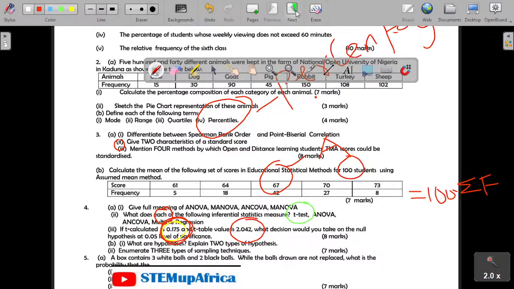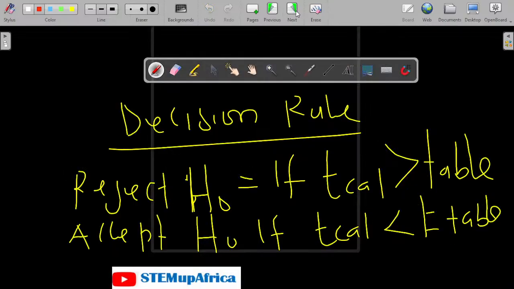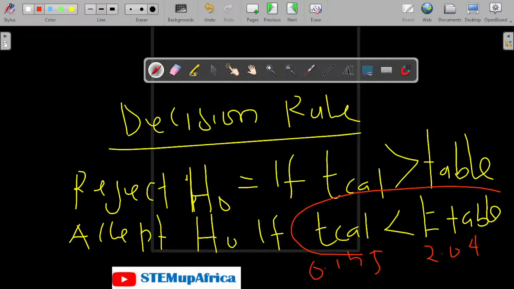So what decision are we making? Are we accepting the hypothesis or rejecting the hypothesis? We are accepting it because t calculated is less. This one is 0.175, this one is 2.042. So since this one is less than this, you accept the null hypothesis. Is that correct? That means there is no significant difference between the performance of boys and girls when it comes to mathematics.